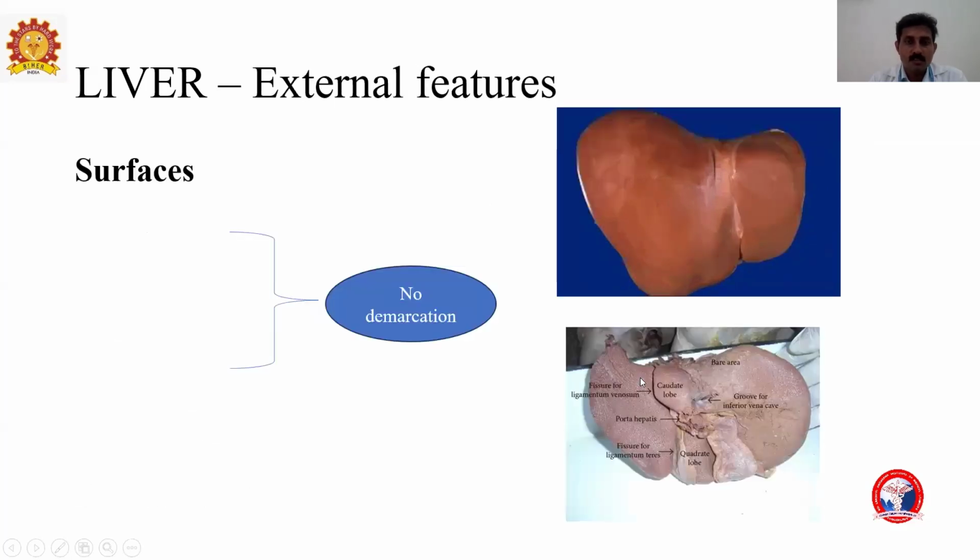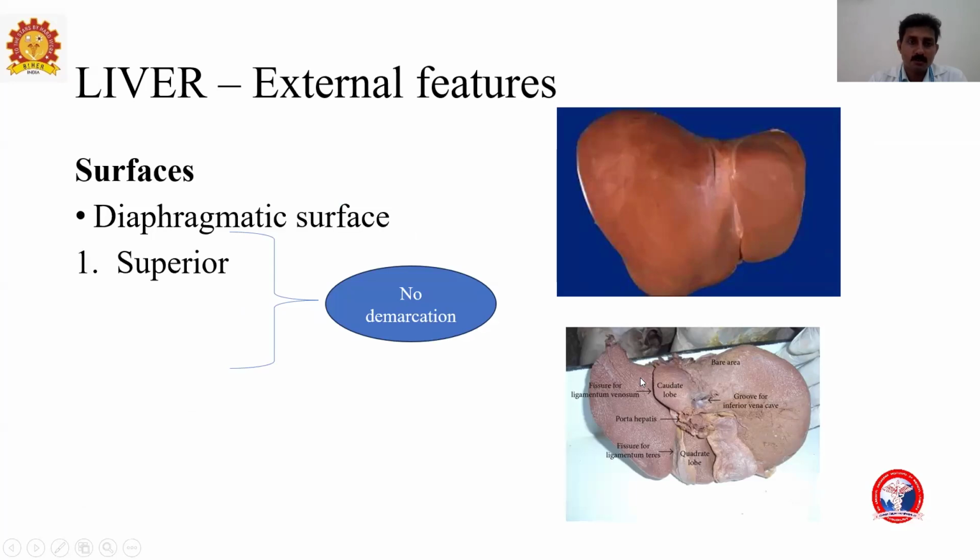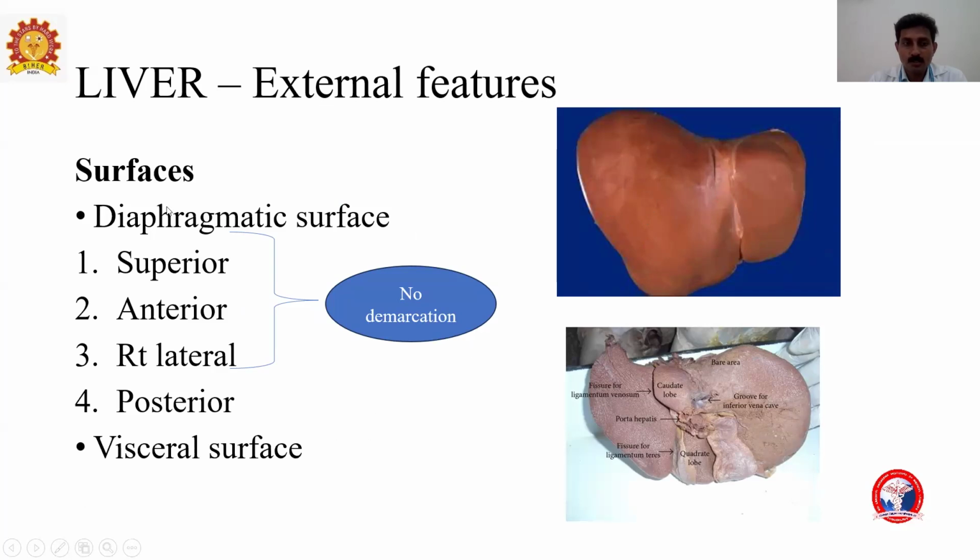Now we'll move on to the external features. What are the surfaces of the liver? Now you can see here, we have exactly 2 surfaces. First is the diaphragmatic surface and second is the visceral surface.